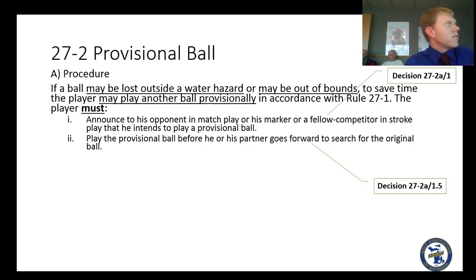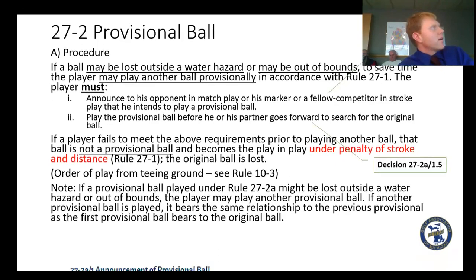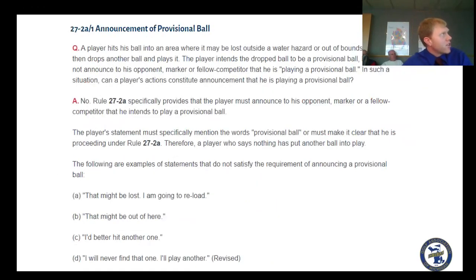So let's just go ahead and jump ahead. We can go back. This is the decision here. Basically, what it says is that you need to announce that you're playing the provisional ball. You need to use the words provisional ball, or you need to say that you're proceeding under Rule 27-2. And I've yet to hear anyone do that.